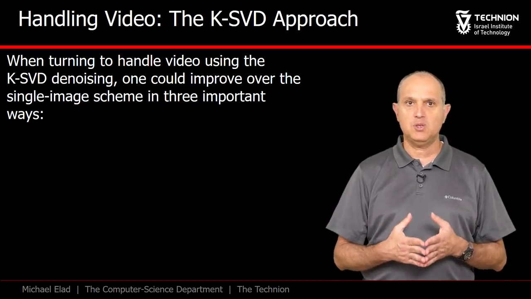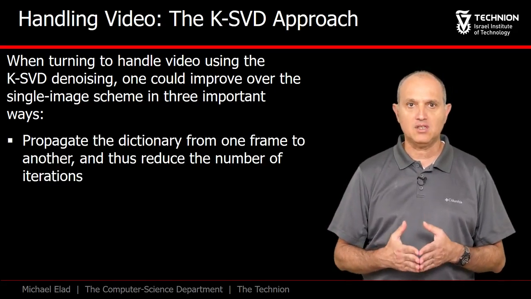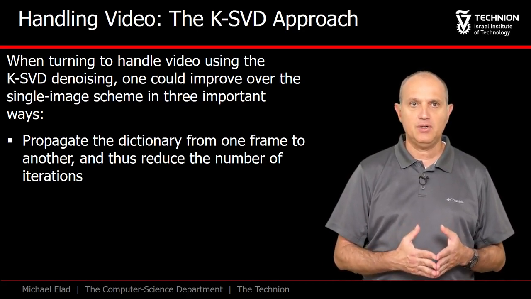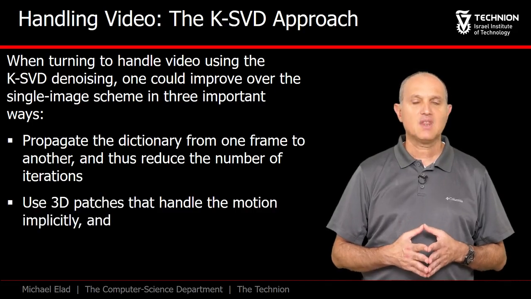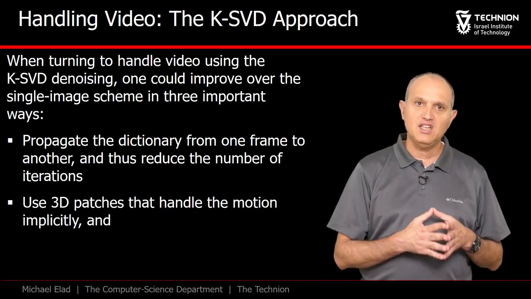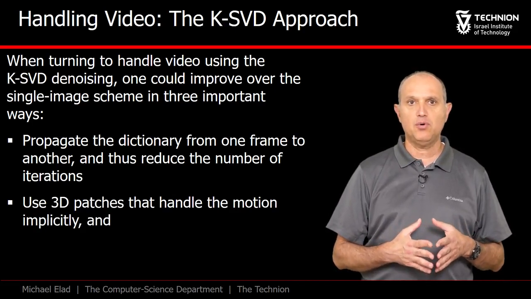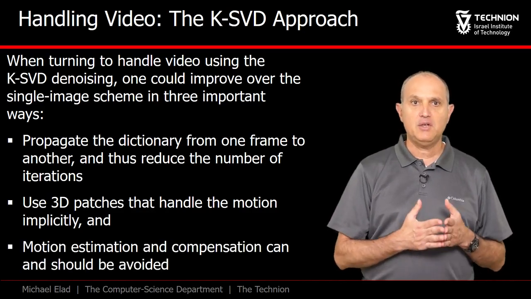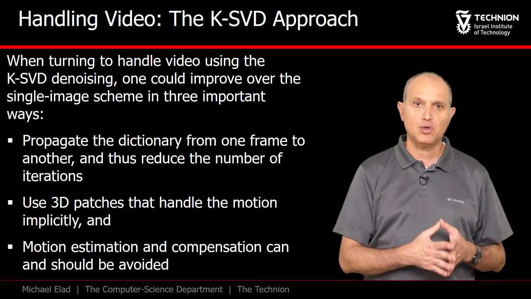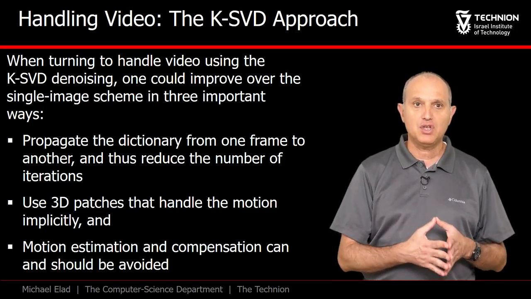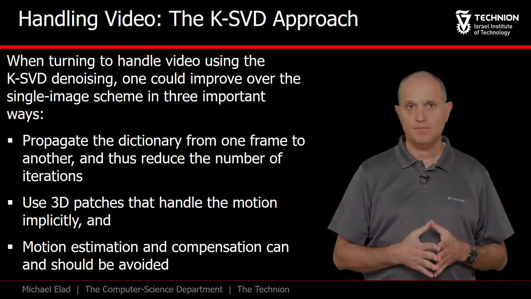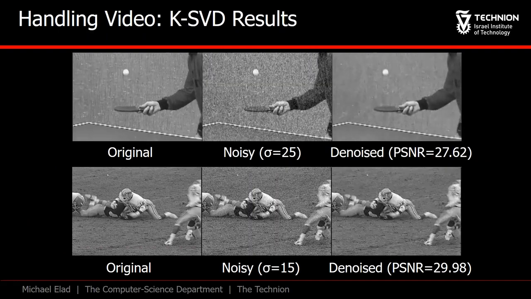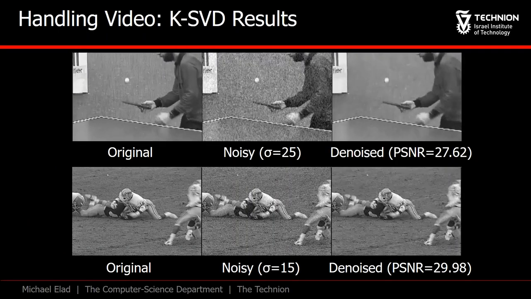We can improve on this by propagating the dictionary from one frame to the next, and thus save a lot of computations. After all, since adjacent frames are similar, the dictionary remains very much relevant. Secondly, one could work with small 3D patches instead of 2D ones, and thus exploit both the spatial and the temporal structure that exists in these patches. Beyond these, an interesting observation is that we no longer need to rely on motion estimation. It is absorbed by the dictionary atoms that are 3D patches as well. Here are two examples for the denoising performance that can be obtained. In both, we show the original video and the noisy one, and then present the denoised result.